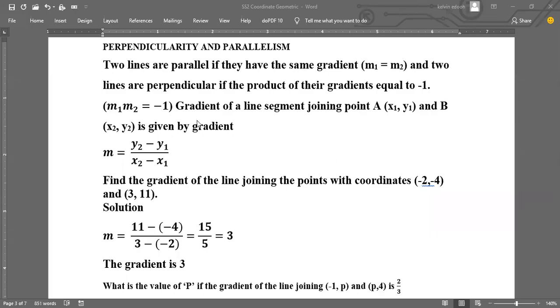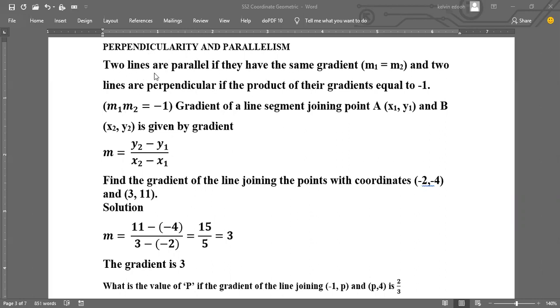In today's class, we are going to take a look at perpendicularity and parallelism. These are conditions where two lines are said to be perpendicular or parallel to each other. Those are the conditions that we're going to use. We're going to invoke them when solving some questions. So let's run with the two important pieces of information.